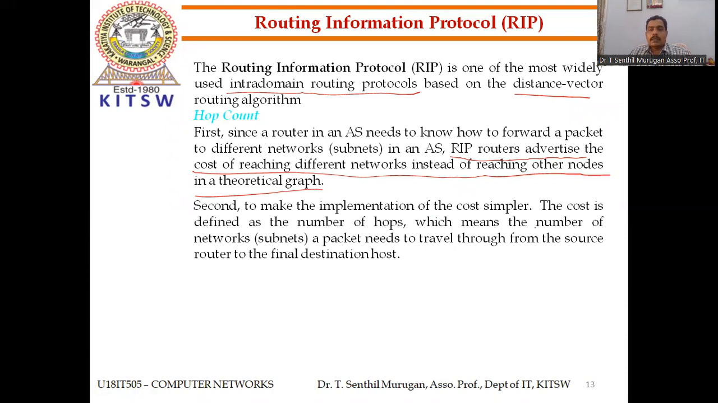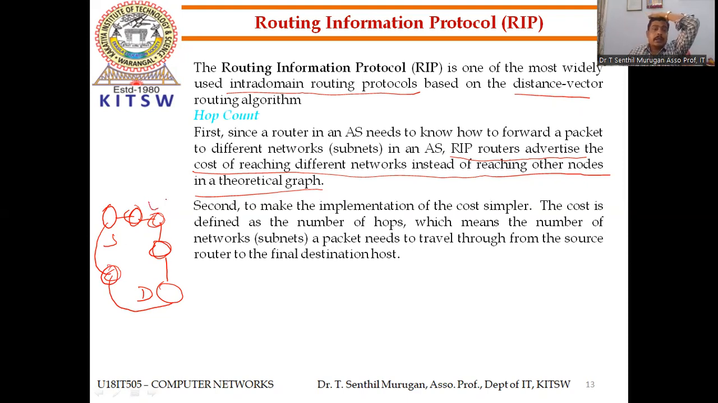Second, to make the implementation of cost simpler. Cost simpler means less cost. It will check from source to destination. Okay, so these many nodes may be there. So it will go like this. This is the destination, this is the source. So how many hops are there? So 3 hops are there in this way. There may be another way. So this is another way. So here only one hop is there. So which is the shortest?